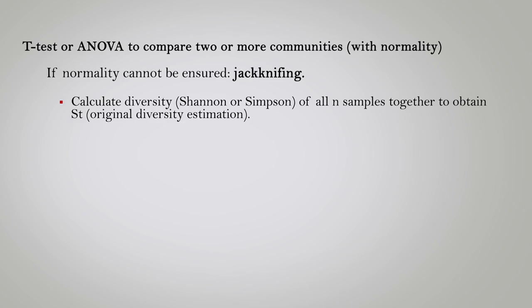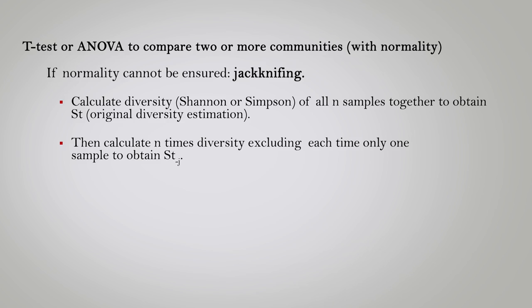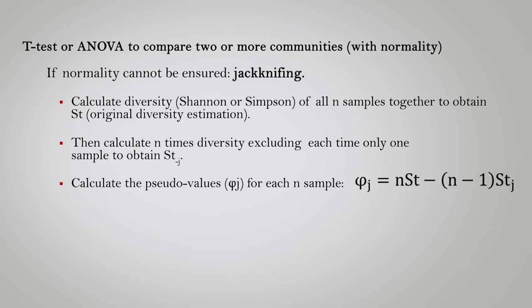We calculate it on all n samples together to obtain S_T, the original diversity estimation. Then we calculate the diversity n times, excluding each time only one sample, to obtain S_T minus j. Then we calculate the pseudo-values for each of the n samples, which is n times S_T minus n minus 1 times S_T minus j, depending on our sample. So we remove from the original diversity estimation the diversity of each removed sample, and we estimate the jackknifed diversity as the sum of these pseudo-values divided by n, the total number of samples.